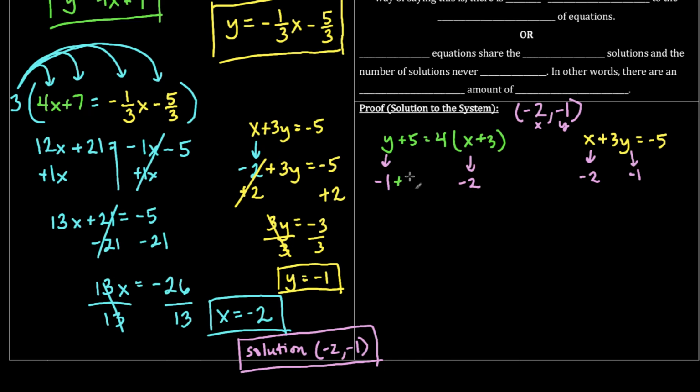Okay, so I have negative 1 plus 5, and that should equal 4 times negative 2 plus 3. And on this side, I have negative 2 plus 3. Ooh, I'm going to need parentheses here. 3 times negative 1. And that will equal 5. So let's do this math over here. Negative 1 plus 5 is positive 4. And then I get 4 times 3 minus 2 is 1. And of course, 4 equals 4.